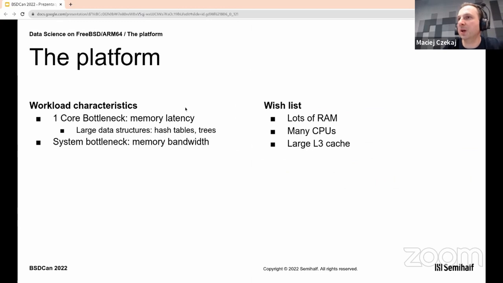And that worked pretty well. So the platform, if you want to scale in this manner, if you look at the single application, it uses only one CPU core. And for one CPU core and for such a large scale experiment, the bottleneck is mostly memory latency, because the memory, the working set is bigger than your cache.